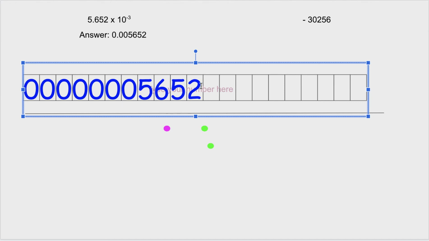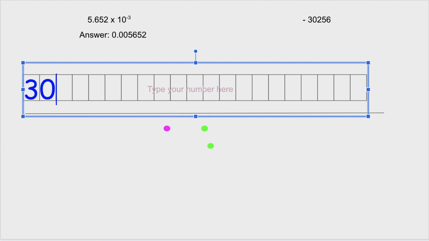Okay, so now let's do this next one. This one is in standard notation, 30,256, and it's a negative number. So now to use this tool, don't use the negative number. You just have to remember to write that in your answer.